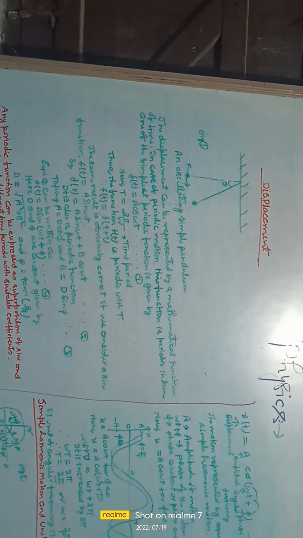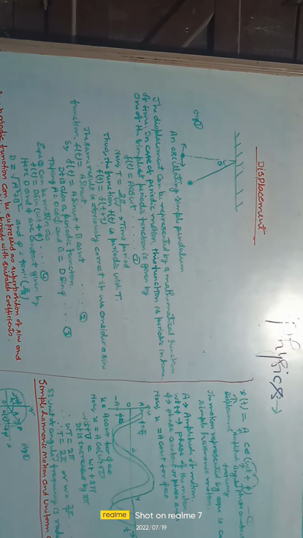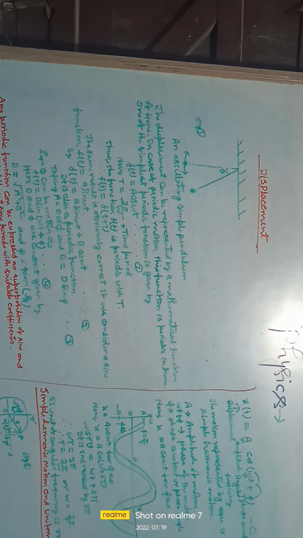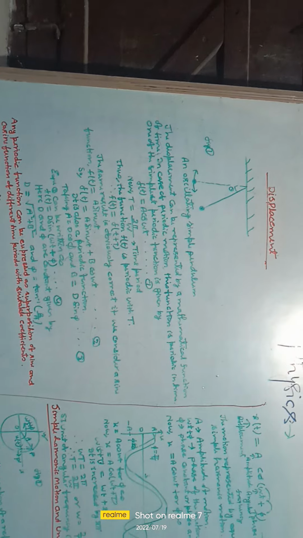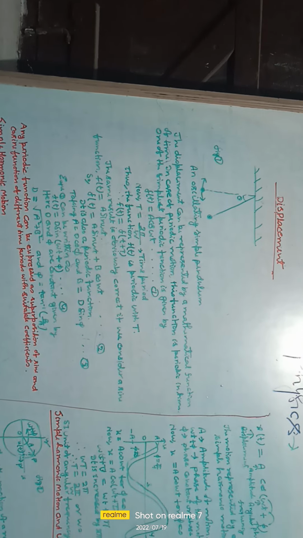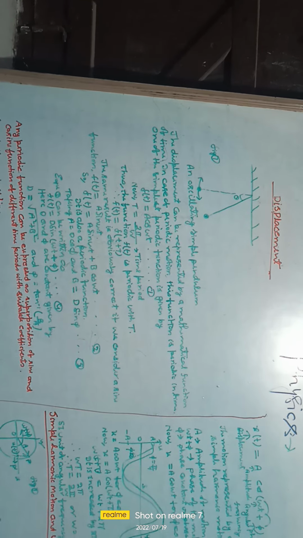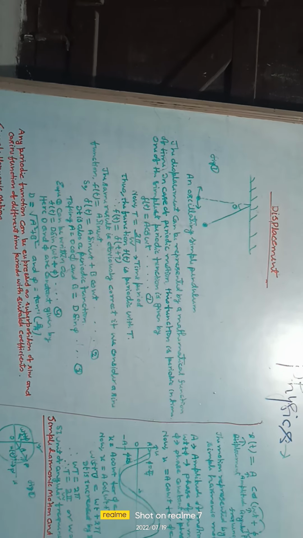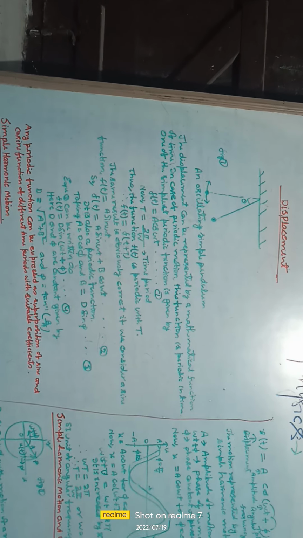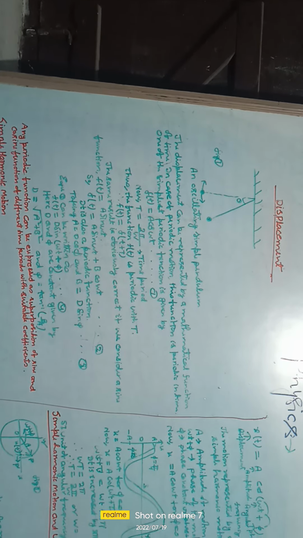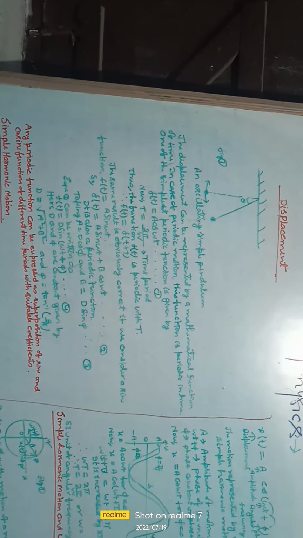Thus, any periodic function can be expressed as a superposition of sine and cosine functions of different time periods with suitable coefficients. Simple harmonic motion. In the figure given, the position from minus A to A from the mean position is shown, with a particle vibrating back and forth about the origin of the axis between limits plus and minus A.